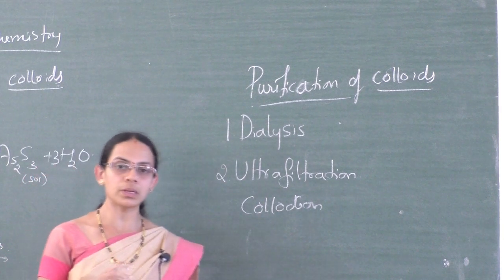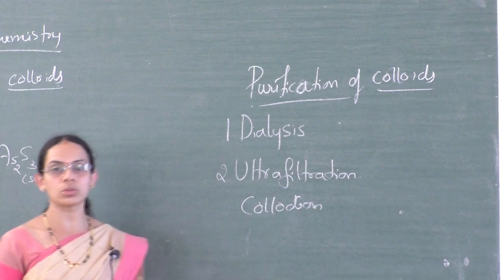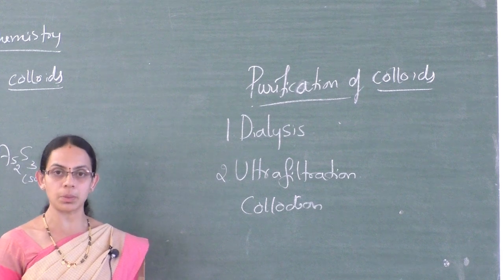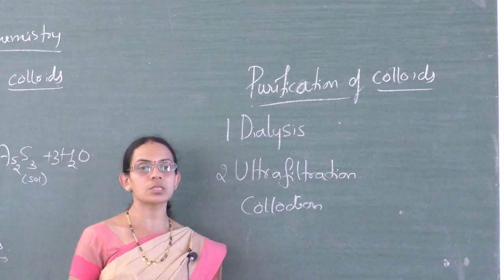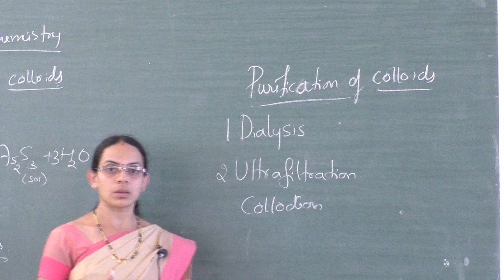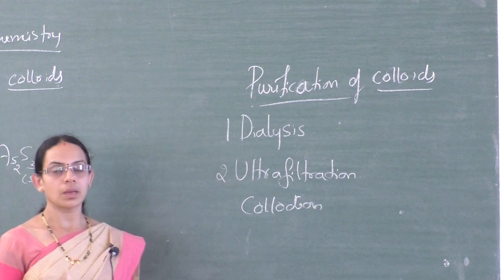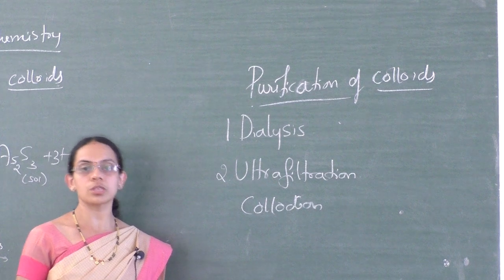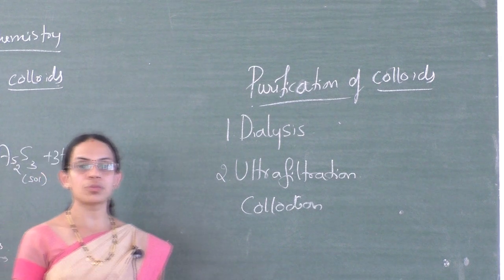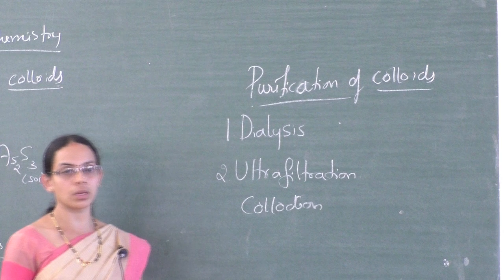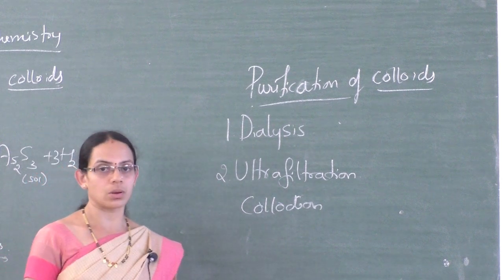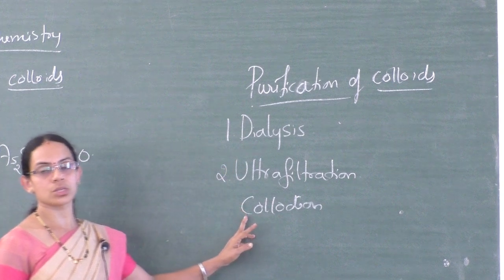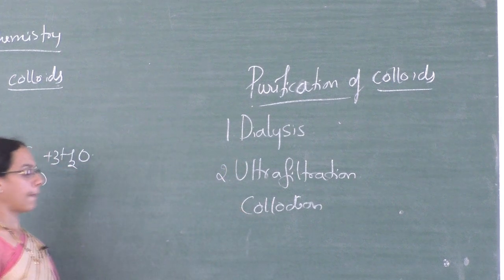Now filter the colloidal sol through the ultrafilter paper. Dispersion medium passes through the filter paper and dispersed phase particles are left in the filter paper. Again those colloidal particles or dispersed phase particles are mixed with the fresh dispersion medium to get pure colloidal sol. So these are the three methods of purification of colloids.